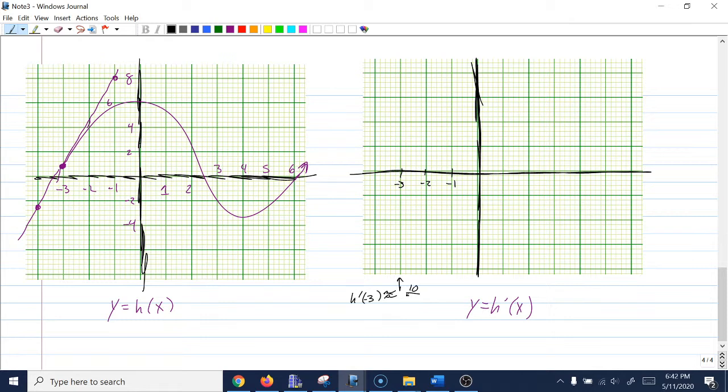I know it's not quite 10, but this is just an estimate. We went up 10 over 3. It's about 3 point something. 1, 2, 3. I'll draw something up here at 3 point something. I got a dot around here. I can ask what's h prime of -2. I'm going to erase this line and try the next one.